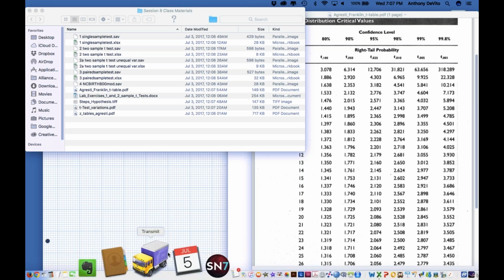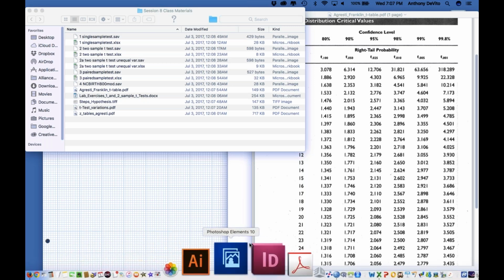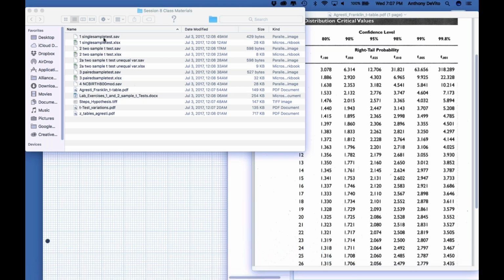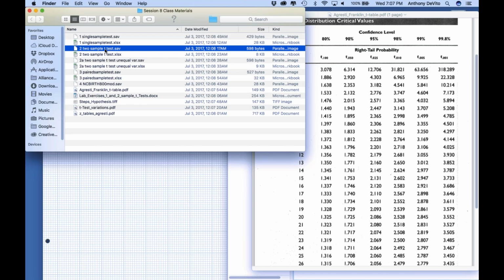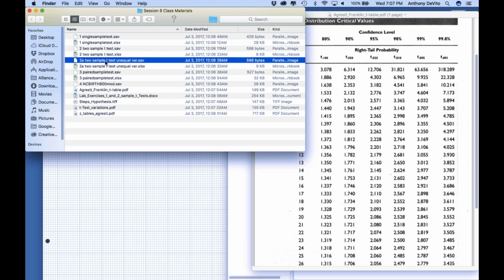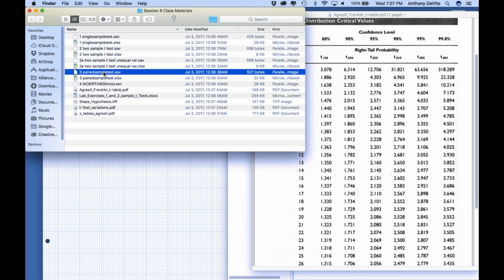So I'm going to open up SPSS. I'm going to try this with a number of different sets of data. I'm going to try it with a single sample compared to a known mean, two samples where the two samples have equal variances or standard deviations, two samples with unequal variances, and then also something that's called paired samples. So we're going to take a look at all the different possibilities that we might run into here.